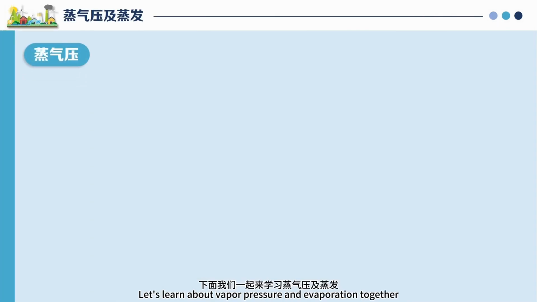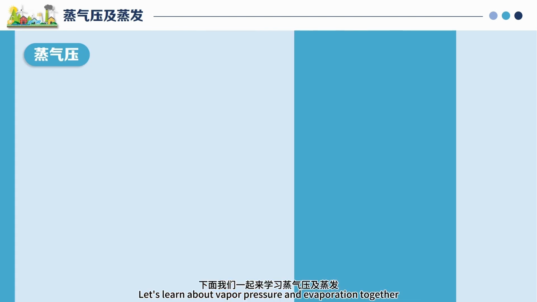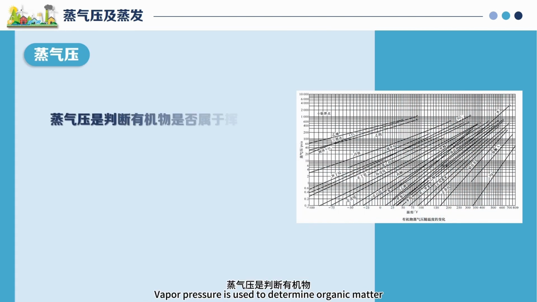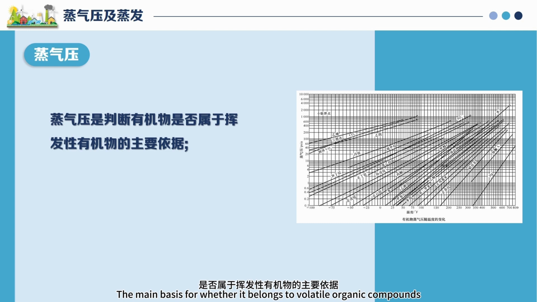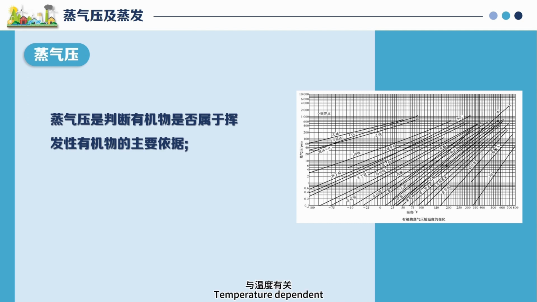Let's learn about vapor pressure and evaporation together. 1. Vapor pressure. Vapor pressure is the main basis for determining whether an organic matter belongs to volatile organic compounds. The vapor pressure of a liquid or solid substance is temperature dependent. The higher the temperature, the higher the vapor pressure.